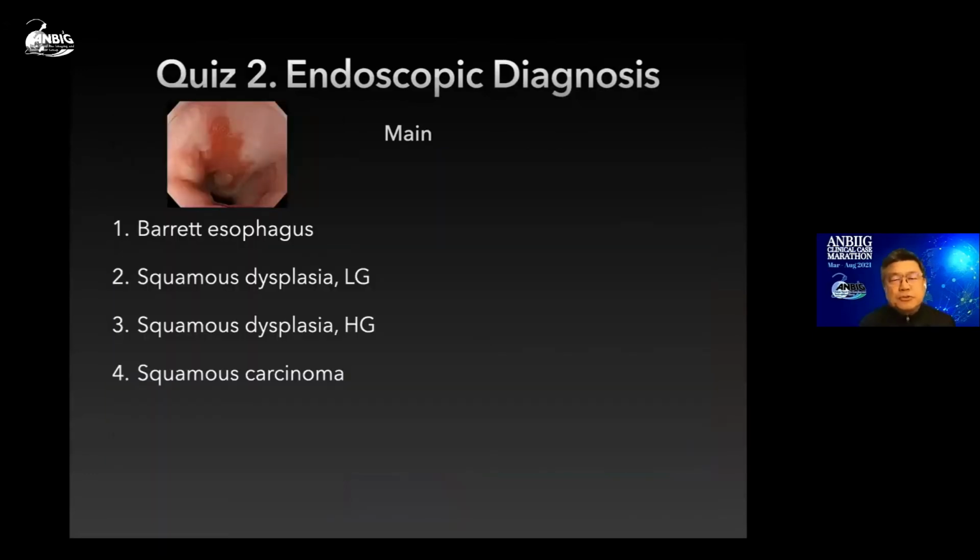So quiz 2, the worst endoscopic diagnosis of this patient. Number 1 is Barrett, number 2, low grade, number 3 is high grade, and number 4 is carcinoma.